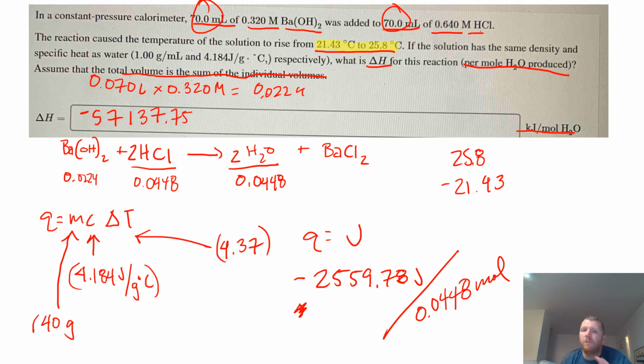57,137.75. Now before I go ahead and complete my answer, what are my units here? The way that I calculated it, it's joules per mole. So what you have to do with this, joules per mole of H2O, is convert this into kilojoules per mole of H2O. Now I'm going to stop right there.